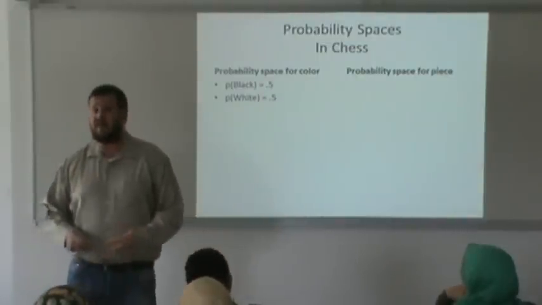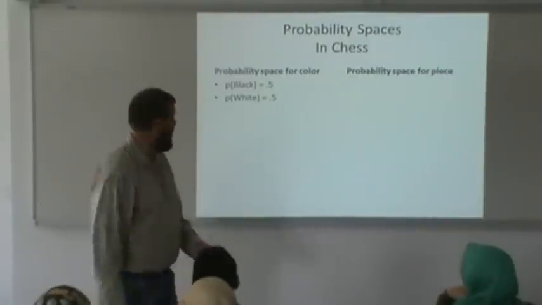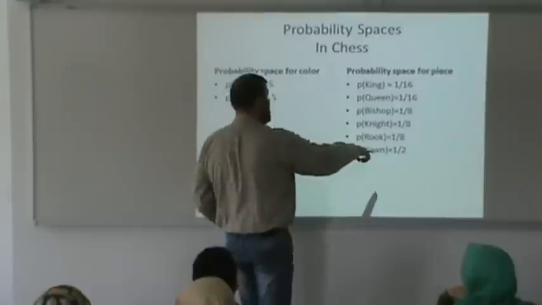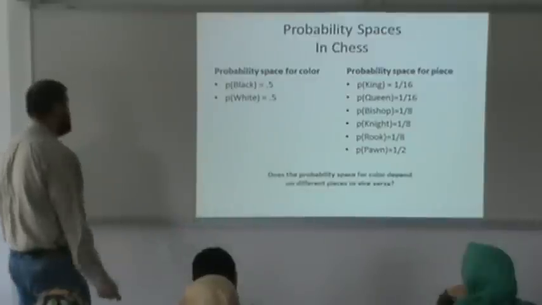So which piece is the most probable if you were picking pieces at random? The pawn, right? Half of the pieces are pawns. 1/16 are king, 1/16 is queen, and then so on and so forth.